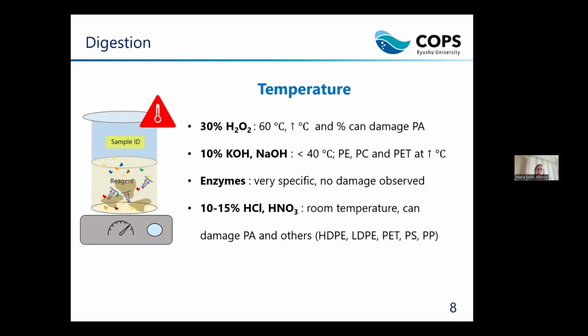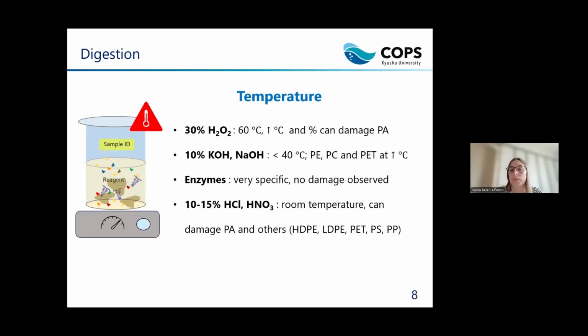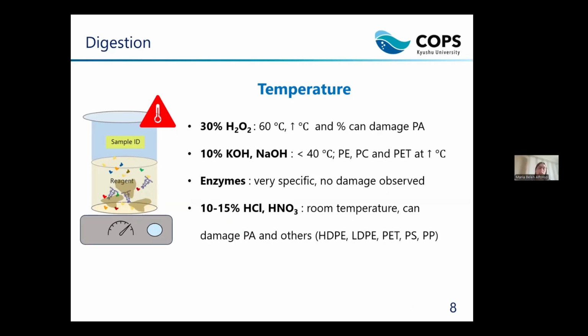When we apply these reagents for the digestion steps, we need to consider one thing, that is the temperature. In the case of wet peroxidation, it's highly recommended from previous studies not to use temperatures higher than 60 degrees. If you increase the temperature or the concentration, you can damage polymer types, for example, polyamides. In the case of KOH at 10%, it's recommended to use temperatures below 40 degrees because it can also damage polyethylene, polycarbonate, and PET at higher temperatures.